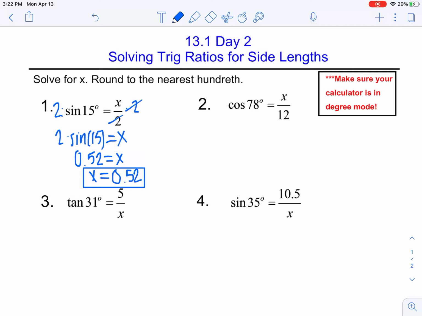Number 2, cosine of 78 degrees equals x over 12. Let's start by multiplying both sides by 12. So now we have 12 times the cosine of 78 degrees. We can type that in our calculators and round to the nearest hundredth. You get 2.49 equals x. Again, make sure you write your variable on the left side, and then that's our final answer.